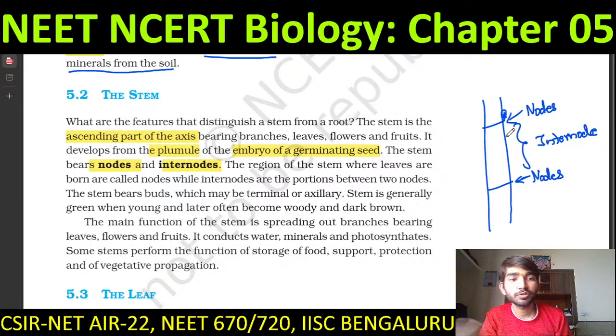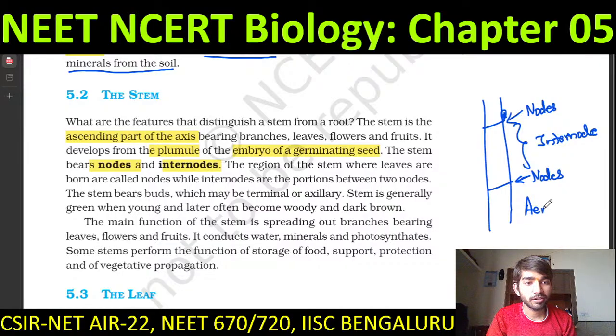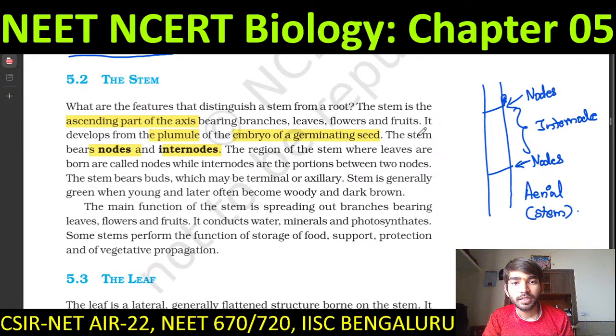There is also some application of phytohormones like gibberellins to increase the internode length, or elongation of the internode. That we'll study later on. But for now, you should know what nodes and internodes are, and they're present in the aerial part, or the stem, of the plant body. The region of the stem where leaves are born are called nodes. So this is the region where you see leaves coming out from, because there are buds also. While internodes are the portion between two nodes, exactly what I wrote here.